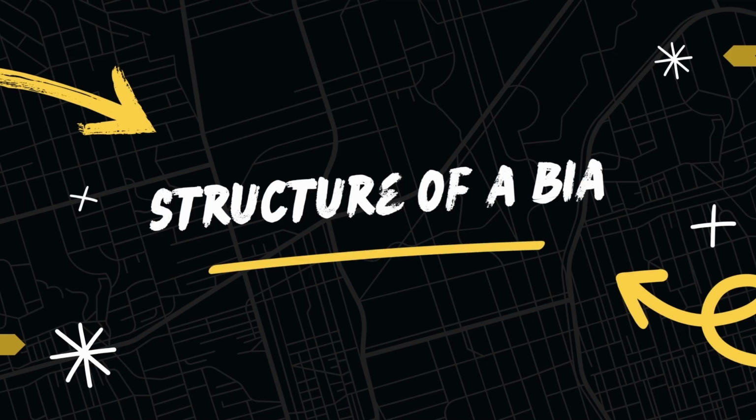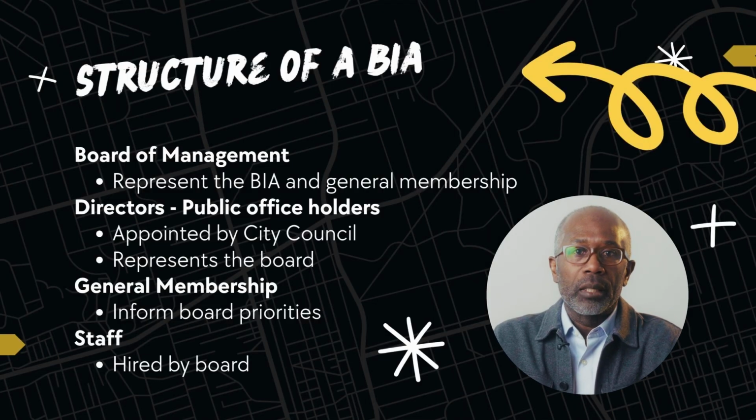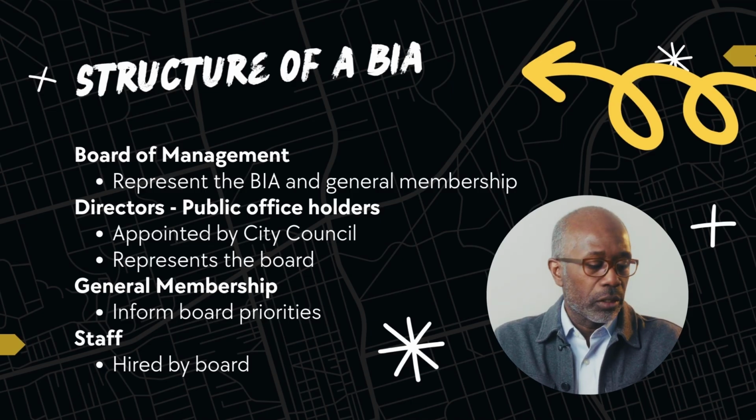Generally, there's a board of management. The board of management represents the BIA and the general membership, meets regularly, and makes decisions on behalf of the general membership. The individual directors are representing the board. They're appointed directly by City Council, and they make decisions. They meet generally monthly, no less than 4 times a year, to make decisions and carry out the BIA's program that's agreed to annually.